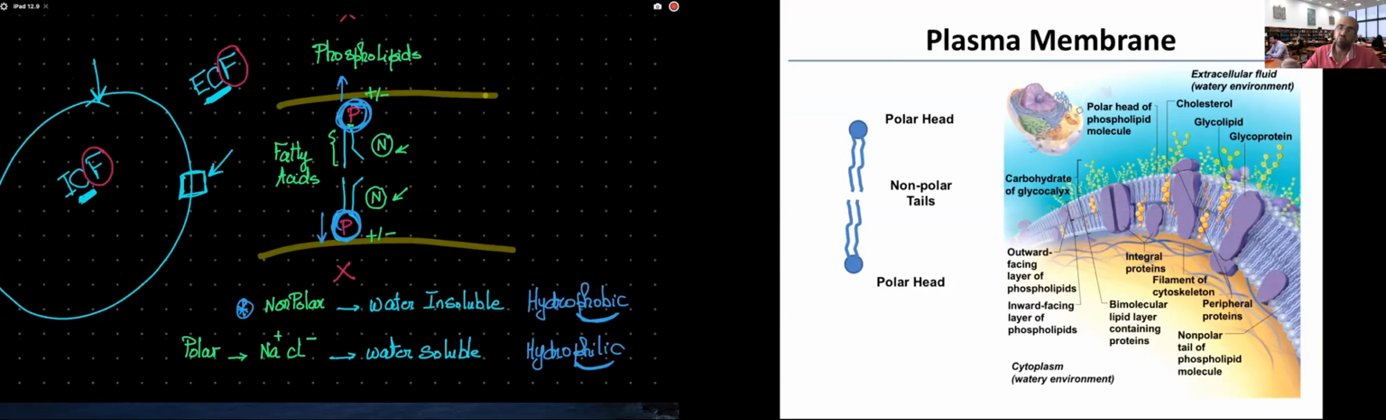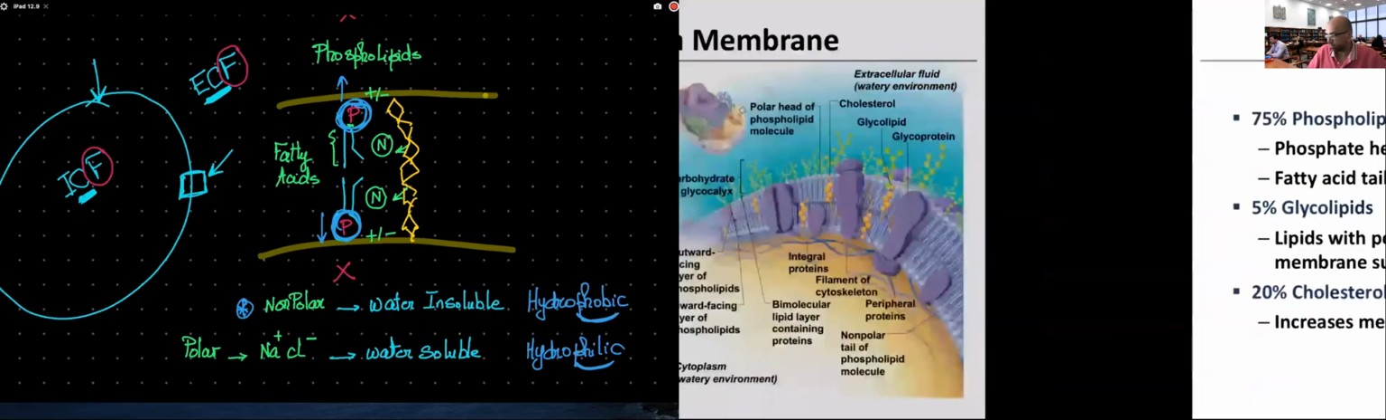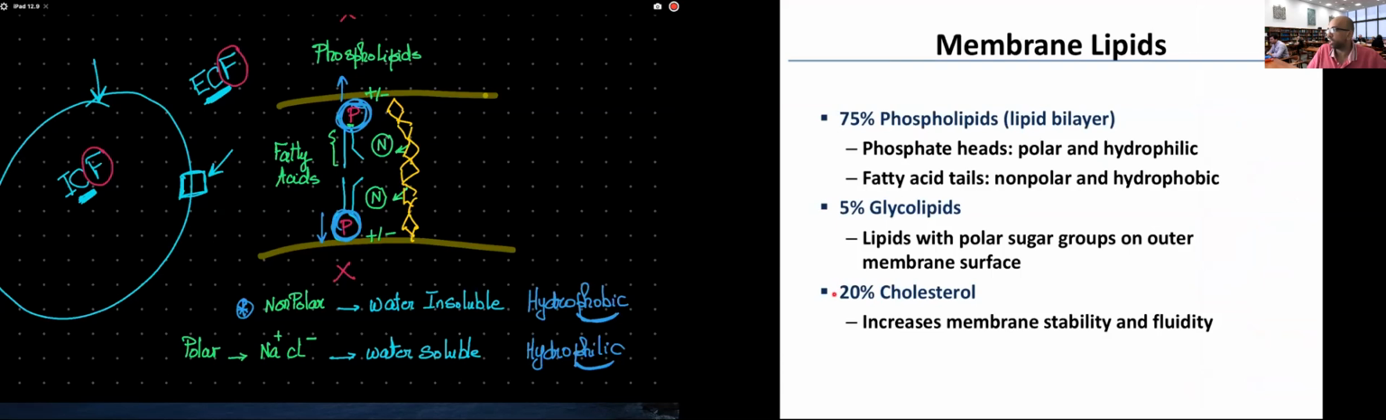Where I can escape from water, they are directed towards the inside of the plasma membrane itself, directing away from the fluid on both sides. Other types of fats present in the structure of my plasma membrane: I've got cholesterol, and the cholesterol here represents around 20% of the amount of membrane lipids. The cholesterol serves to maintain the membrane stability and fluidity.